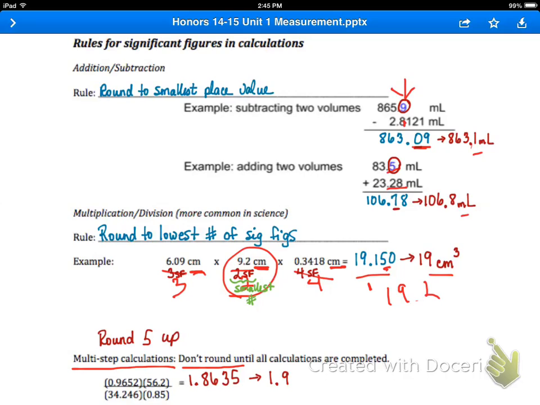So here I have 4 sig figs, 3 sig figs, 5 sig figs, 2 sig figs. My answer, I want 2. Don't make the mistake of multiplying this times this and getting 2 sig figs, rounding it, and then taking this and rounding it, because I will not end up with the same answer. Okay?